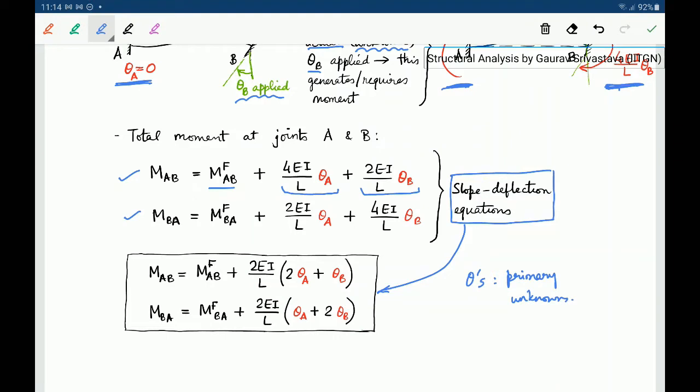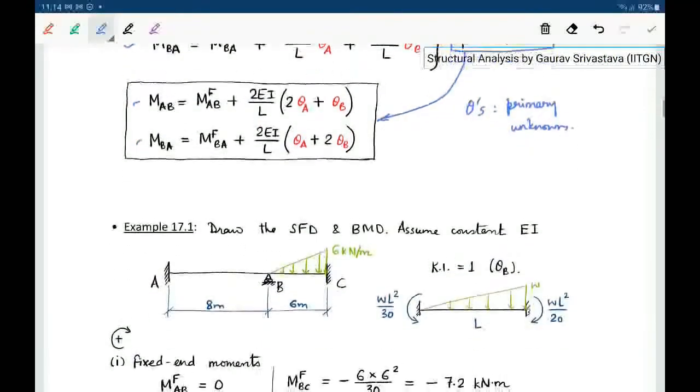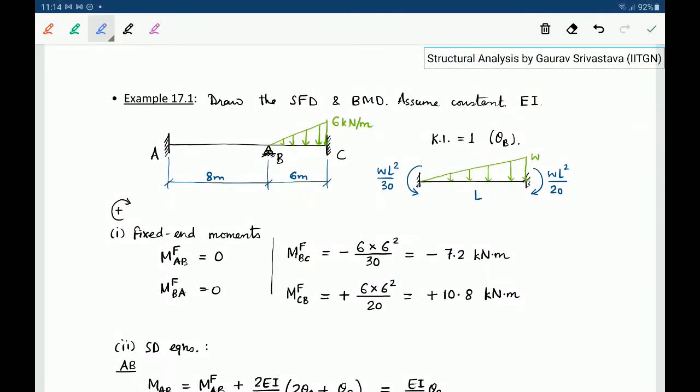So we try to find theta A and theta B here, and then we are able to find the moments whatever are required. So let's look at an example. Let's say we have to draw the shear force and bending moment diagram of this beam shown here, and we assume a constant EI. So in this case, both ends A and C are fixed.